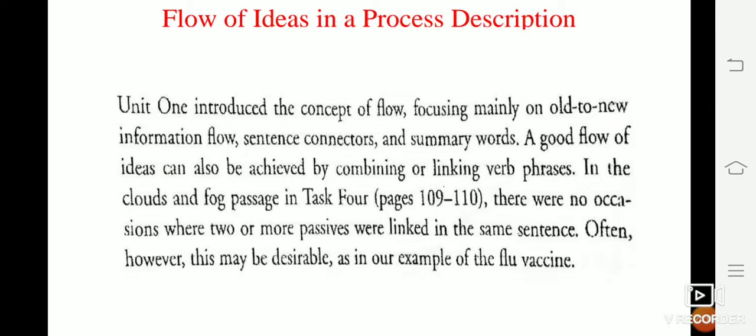So here we actually use passive to talk about the process description. When you talk about steps of doing something, you can use passive to talk about that because we focus on the process, and this is made into passive.